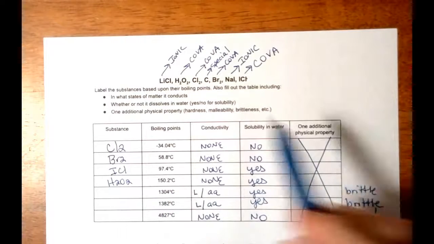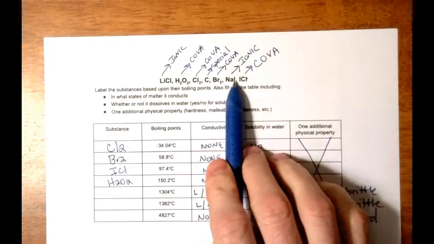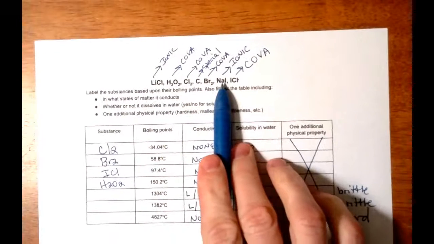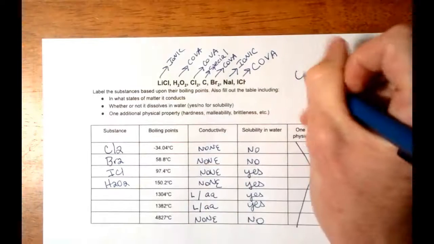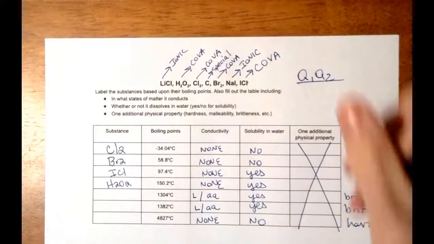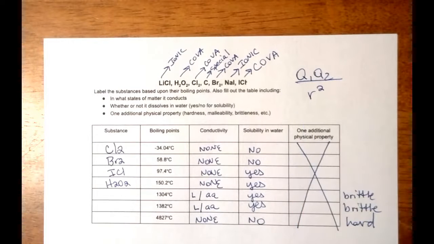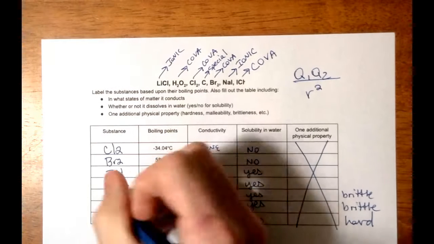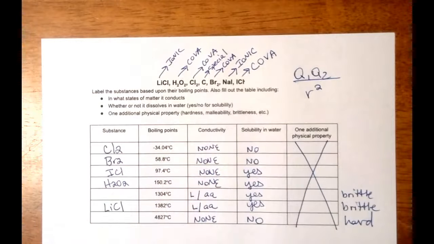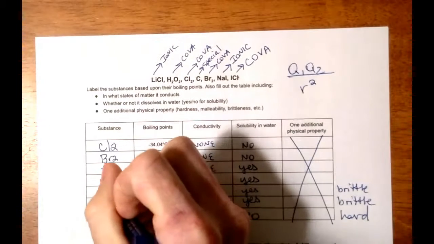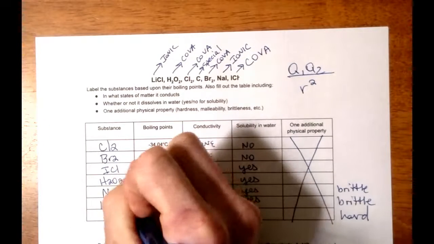So now our ionic, so LiCl and NaI have the same charges. So when we look at the charges in the numerator, that's not going to help. So we've got to look at the distance separating them in the denominator. The smaller they are, the closer they can get, and the greater the ionic force of attraction and the boiling point. Li is smaller than Na, and Cl is smaller than I. So LiCl has the greater boiling point compared to NaI.